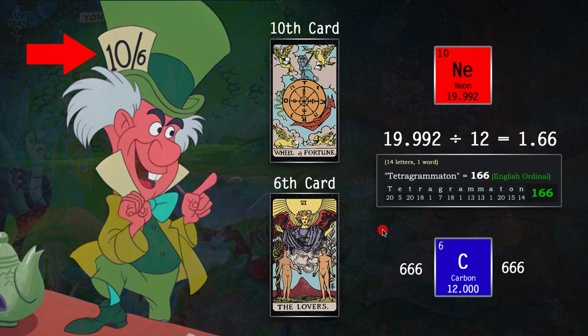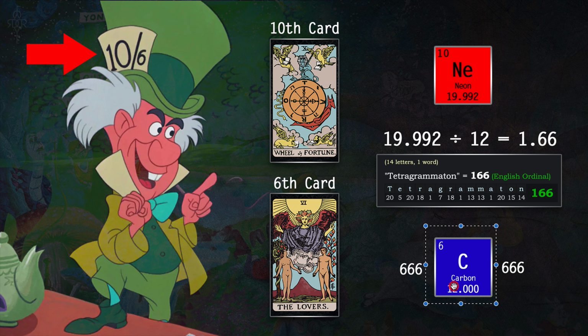What about when we bring in the elements of the periodic table tied to the tarot cards and the 10/6 on the Mad Hatter's hat? The 10th element is neon. The 6th element is carbon. Folks, this is the 666 that's tied to the element of carbon. 6 protons, 6 neutrons. You know the story of carbon. It's the king of all elements. Carbon, which is what we're made up of.